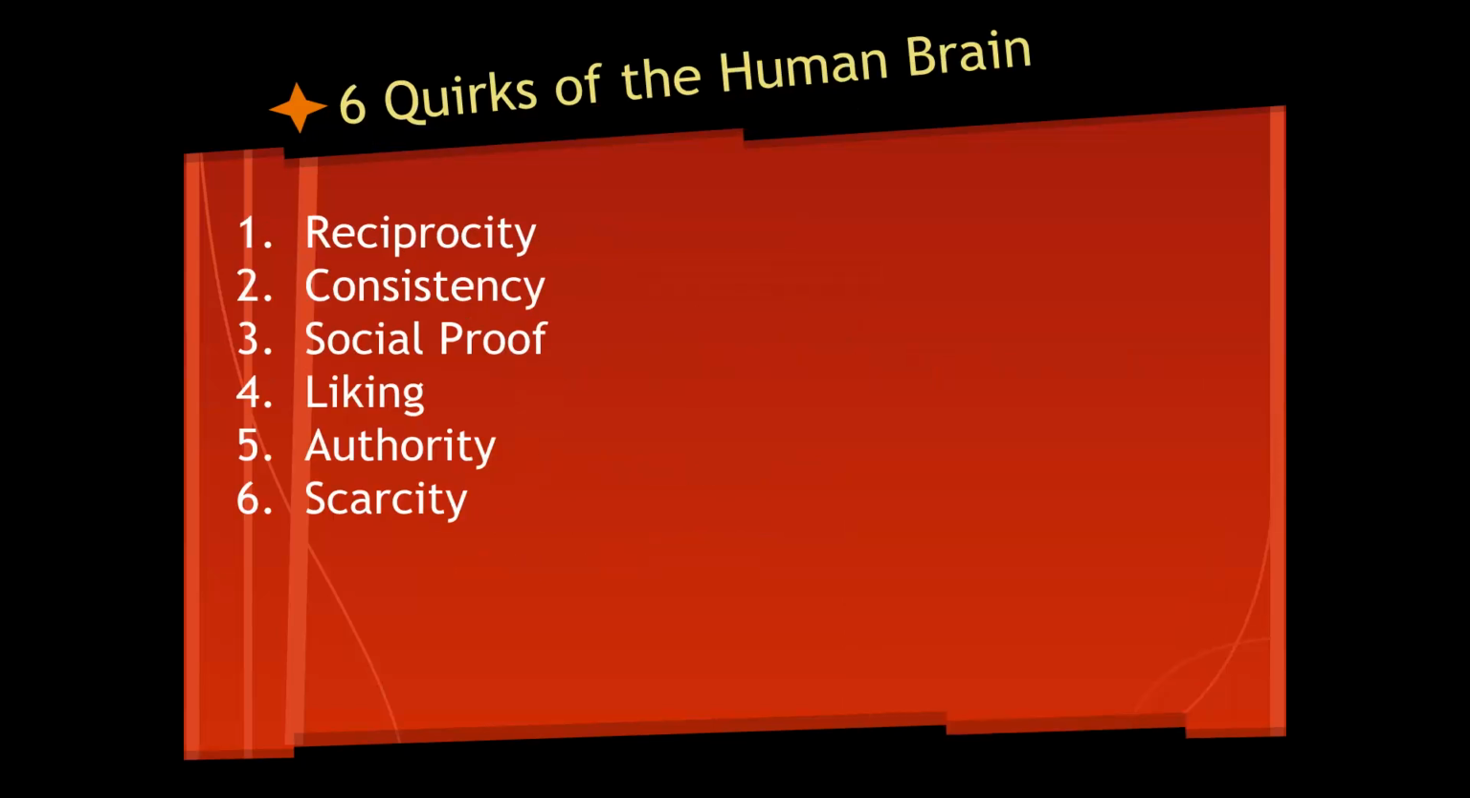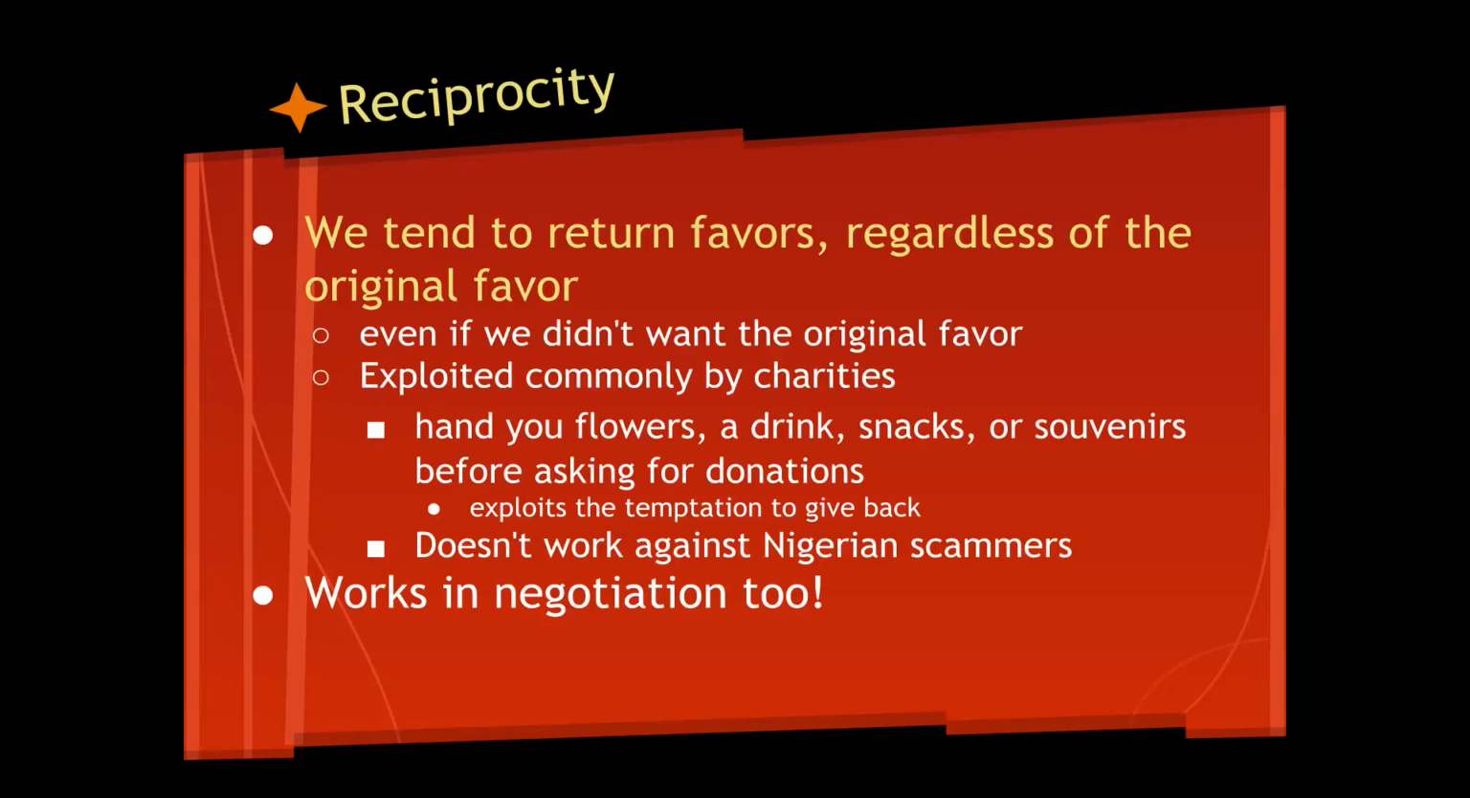So, here we are now. And the rest of this talk is going to focus on 6 quirks of the human brain that especially are useful for pen testing and social engineering. And the 6 quirks are reciprocity, or returning the favor, consistency, or maintaining your point of view, being consistent with your previous actions, social proof, liking, authority, and scarcity.